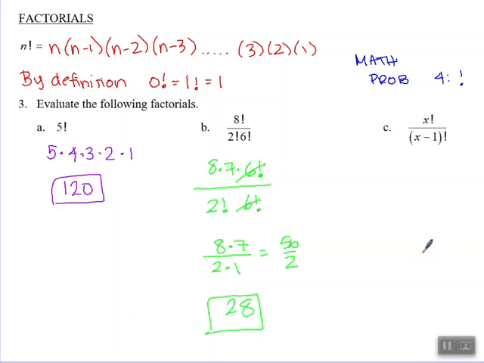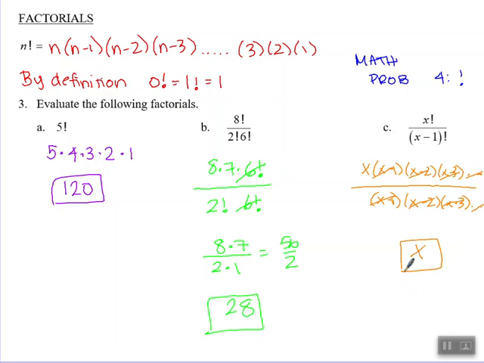Our last example here, we have x factorial over x minus 1 factorial. Clearly, you cannot type this in the calculator because it has x's. So, x factorial is x times x minus 1 times x minus 2 times x minus 3, etc. X minus 1 factorial is x minus 1 times x minus 2 times x minus 3, etc. So we can cancel out the x minus 1s, x minus 2s, x minus 3s, and everything that comes after that. And we are just left with x.